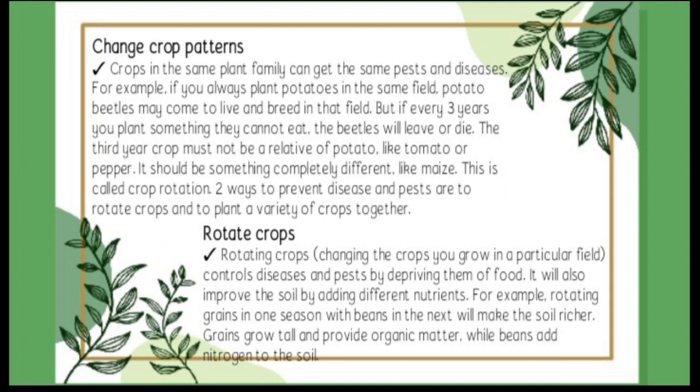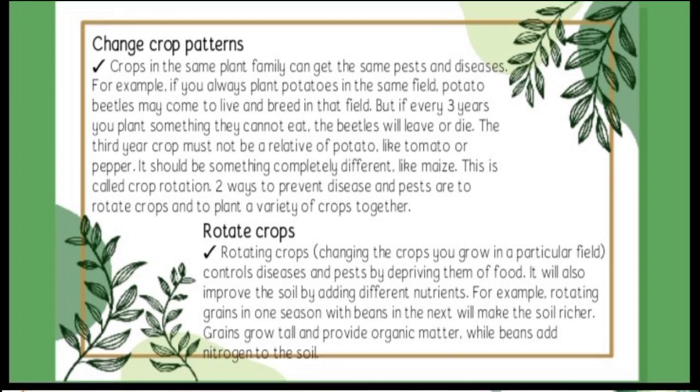Next is rotate crops. Rotating crops, or changing the crops you grow in a particular field, controls diseases and pests by depriving them of food. It will also improve the soil by adding different nutrients. For example, rotating grains in one season with beans in the next will make the soil richer. Grains grow tall and provide organic matter, while beans add nitrogen to the soil.